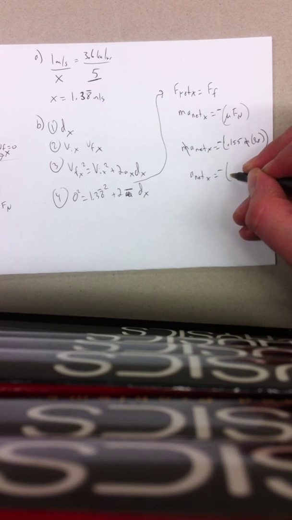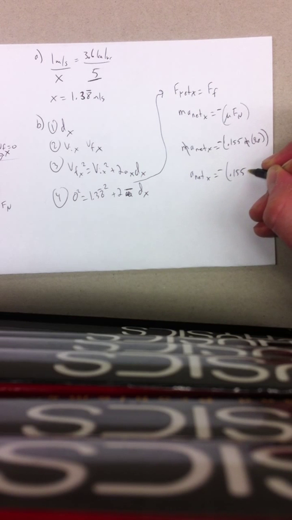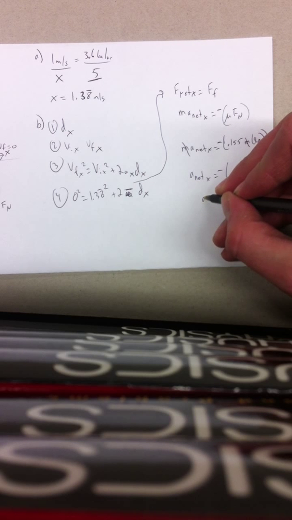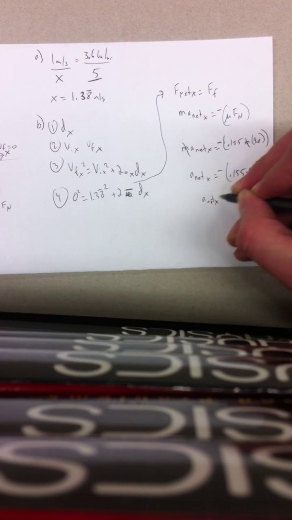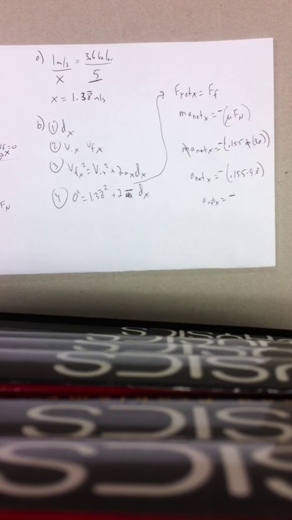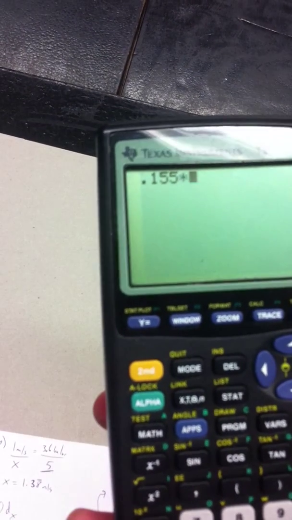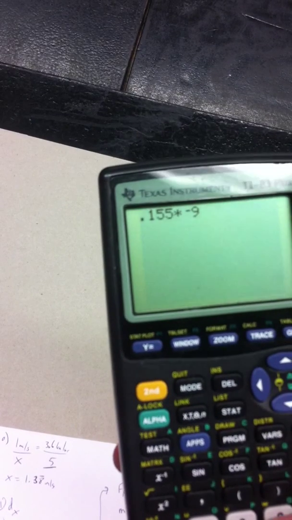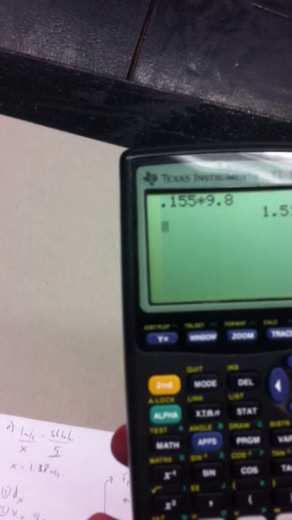0.155 times 9.8. It's going to be equal to 0.155 times negative, positive 9.8, which is 1.519.